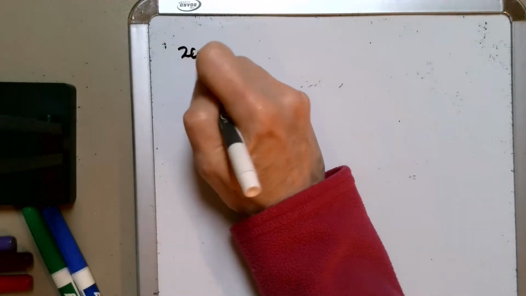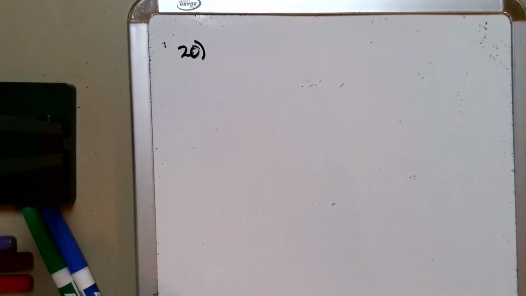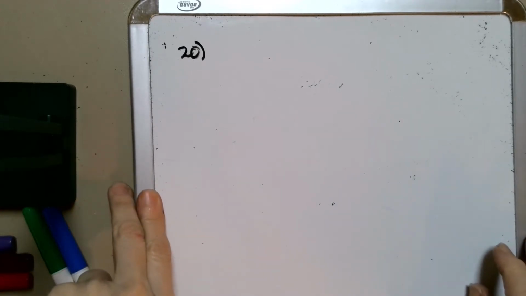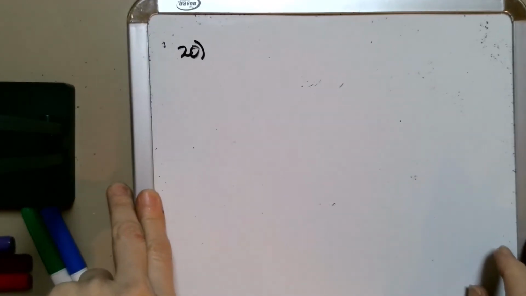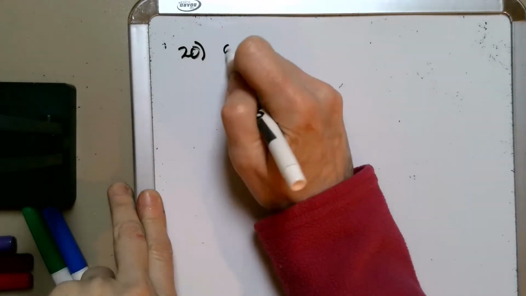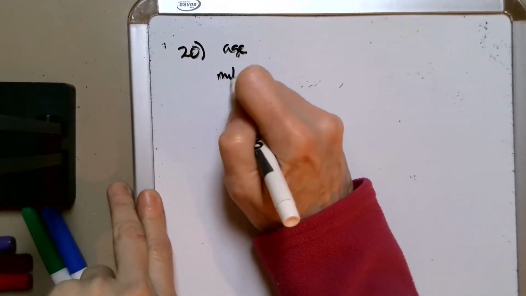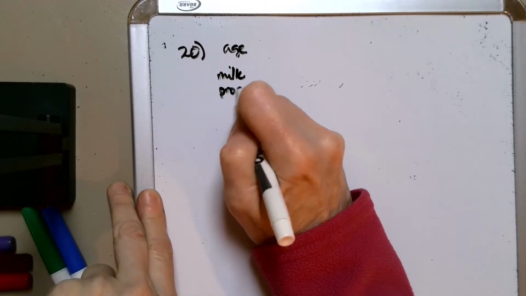All right, so finally, number 20 and 21 from the Math 107 Test 3 review. Number 20 says, the ages of cows in years and their milk production in gallons per week are given in the following table. Okay, so we've got age, and milk production in gallons per week.